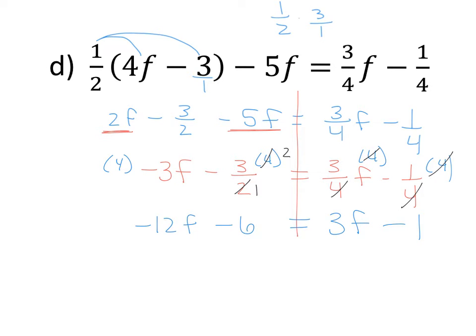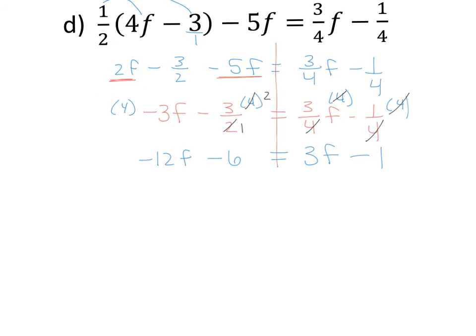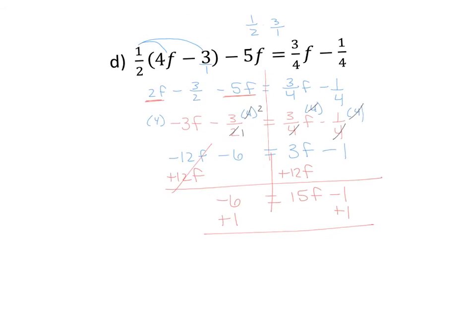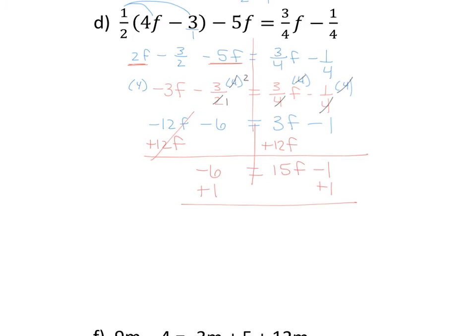Okay, so now, I'll zoom out here a little. Now I'm going to start moving things from side to side. So I'm going to go ahead and add the 12f over. Again, I like to try to keep it positive if I can, and part of that is just how I was taught. So I have negative 6 on this side. Again, extend that wall if you need to. Equals 15f minus 1. Now I'm going to add the 1 over to the other side. Get negative 5 equals 15f. And then divide by 15. Now in this case, this is going to be a fraction answer. Just make sure you reduce it down to 1/3 equals f.